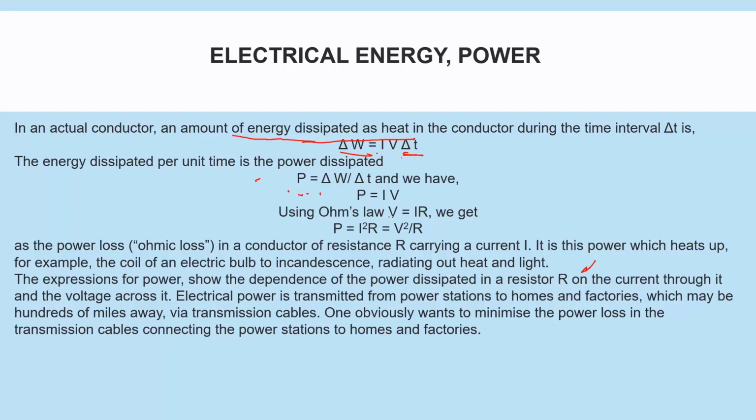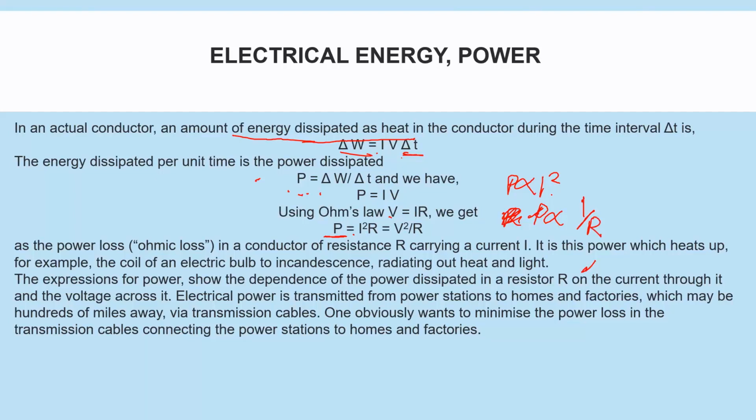Now we know that V is equal to IR as per Ohm's law. So finally we can put that the power loss in the conductor due to the passage of the current, and the charge transfer from A to B, can be given as I square R or V square by R. So you can see that the power is directly related to the square of the current, and it is inversely related to the resistance.